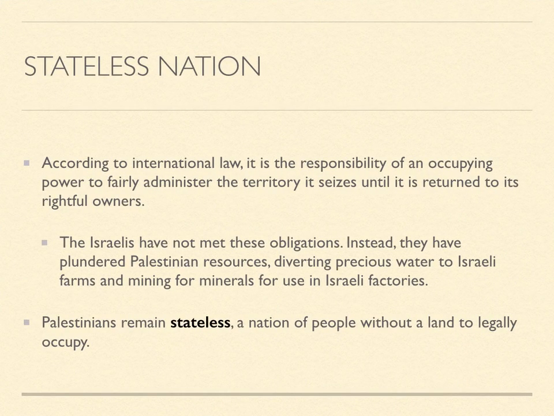Stateless nation. According to international law, it's the responsibility of an occupying power, in this case Israel, to fairly administer the territory it seizes until it is returned to its rightful owners. The Israelis have simply not met these obligations. Instead, they've plundered Palestinian resources, diverted precious water to Israeli farms, and mined for minerals for use in Israeli factories on Palestinian land. The Palestinians remain stateless. They're a nation of people without a land to legally occupy.